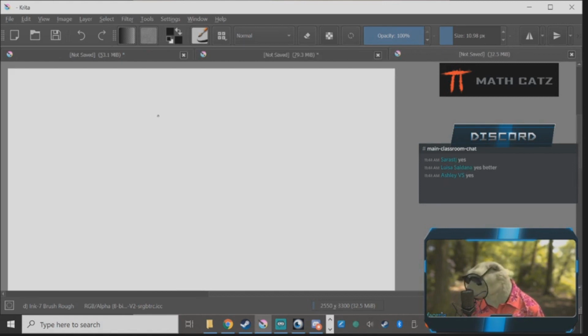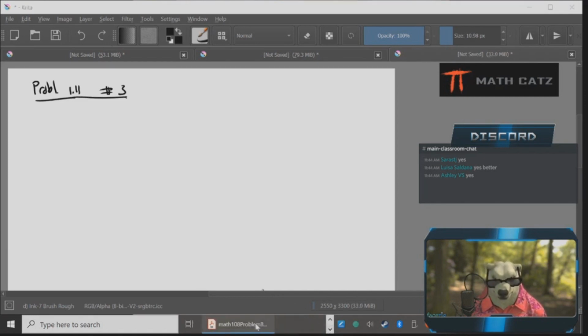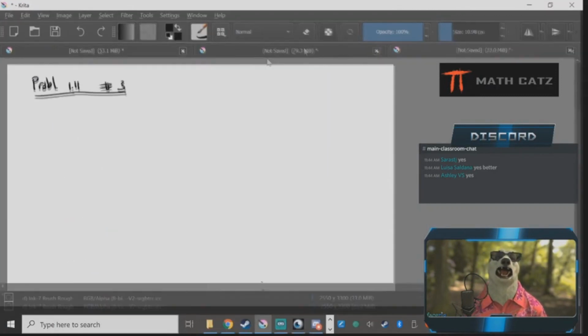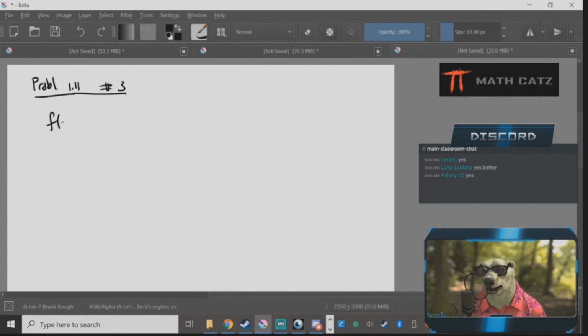So now I want to just look at a little problem where we can do some transformations, and I want to look at problem 111, number, well, let's go with 3. It's a nice one. Where are my problems here? There's the problem book. Number 3. So I have y equals 4 over x plus 2. I'll pick a simple one. You can, of course, practice the others, but we'll do this full one at least.